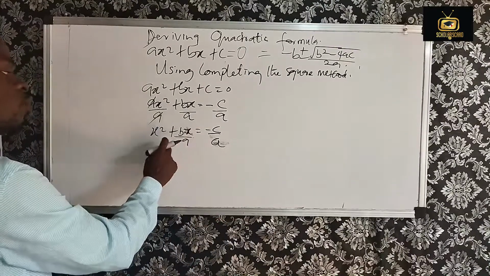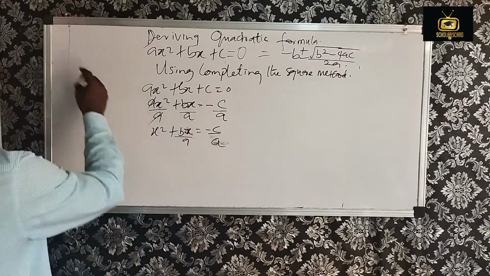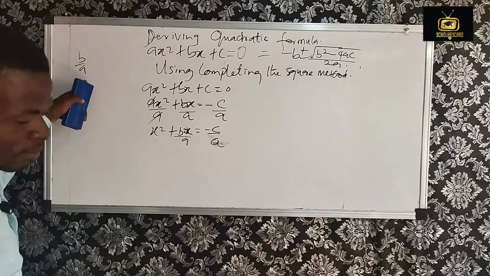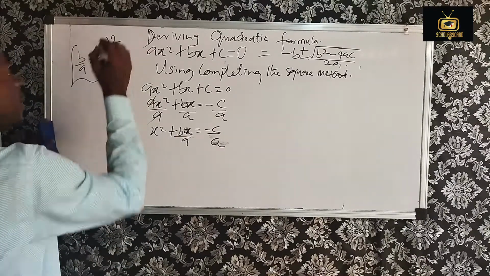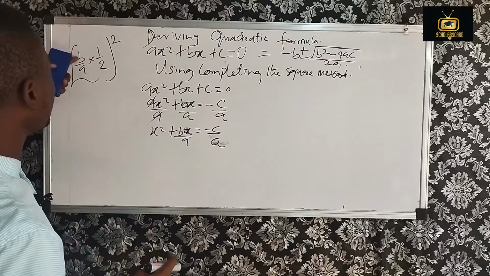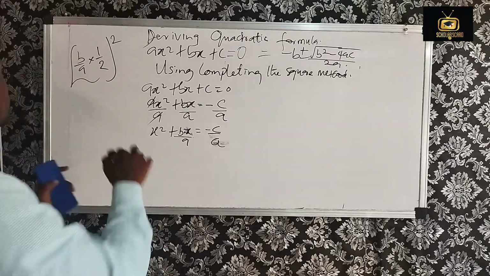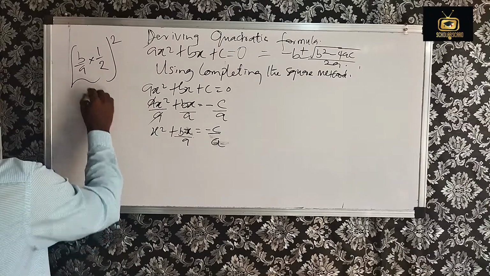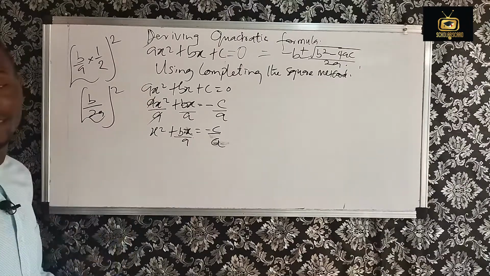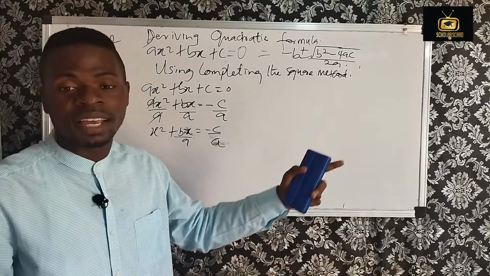Now the coefficient of this x is b over a. Now b over a, like I said, half it, then square it. Now listen, b times 1 gives you b. a times 2 gives you 2a. So we now have b over 2a, squared. So you are adding it to both sides.